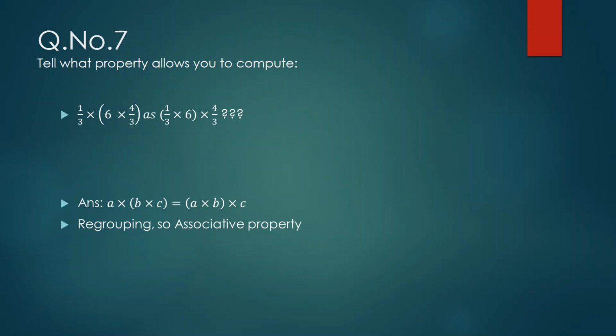Next, question number 7. Tell what property allows you to compute 1 upon 3 into, in the bracket, 6 into 4 by 3 as, in the bracket, 1 by 3 into 6, close the bracket, outside into 4 by 3. Now see, here if it is 3 rational numbers, if A, B and C, then how to write the property? A into B into C is equal to A into B into C, means regrouping. So, associative property is used here.